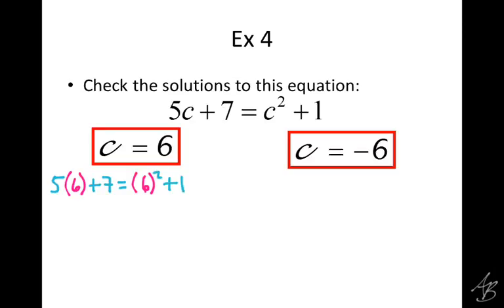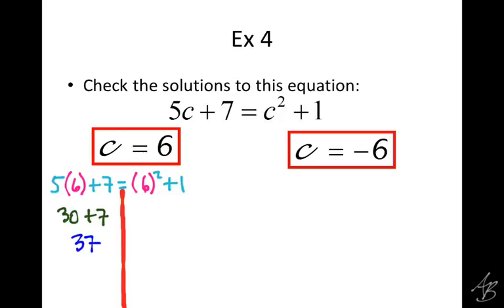And then we need to simplify it. And remember, we need to do each side on its own. So we don't need to worry about doing the same thing to both sides of the equation. We just want to simplify each side. So let's start with the left side. On the left side, we have multiplication, we have addition. Which one should we do first? Multiplication. What's 5 times 6? 30. So we get 30 plus 7, and 30 plus 7 is?